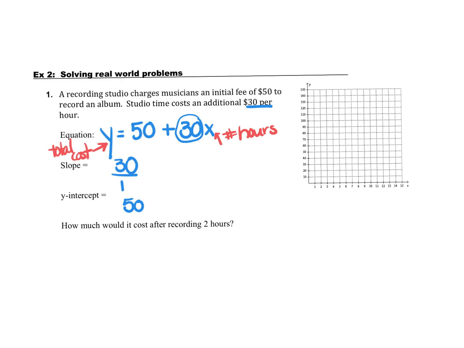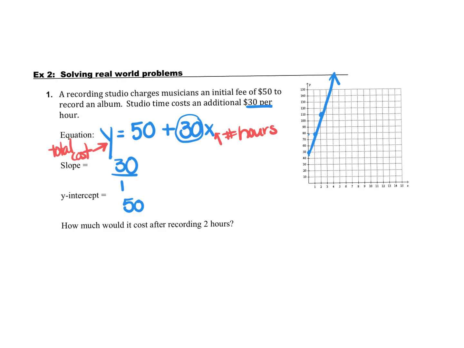All right, so let's graph it before we answer our next question. So our graph is going to start on the 50 because without any hours in the studio, you're going to pay the $50 to be able to record there. And then for every hour that you end up recording in there, you're going to go up 30 and then over 1. And so I'm going to go up 10, 20, 30, over 1. And let's do it twice. We're going to go up 10, 20, 30, over 1. And so notice then that you've got these points that go in this straight line.